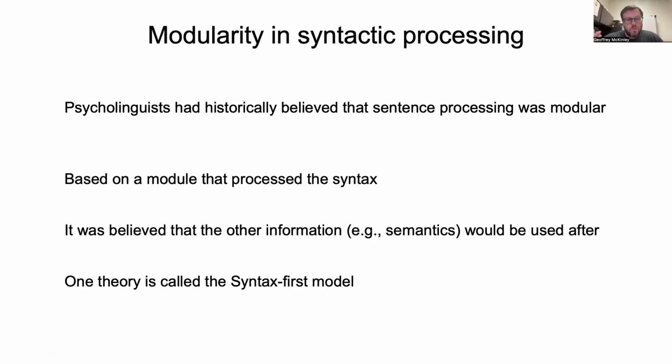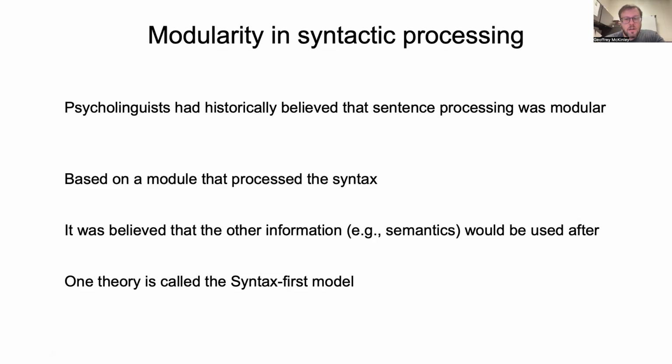So in that sense, the syntax module would not only be mandatorily applied, but it would also be informationally encapsulated from other modules or background information. And so it wouldn't take any information from semantics right away. One theory that asserts these two things, mandatory application and informational encapsulation, is called the syntax first model. It's also called the garden path model, but I don't want to call it that for reasons that I'll mention later. So we're just going to call it the syntax first model.